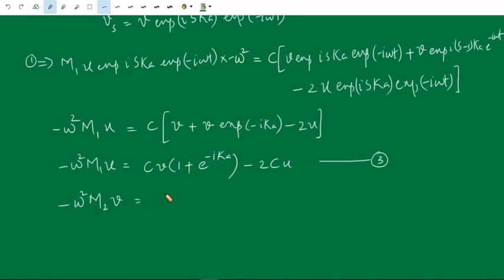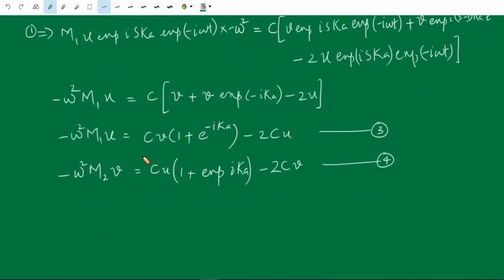m2 v is equal to c into u into 1 plus exponential ik a minus 2c v. This is equation number 4. So we get two equations.